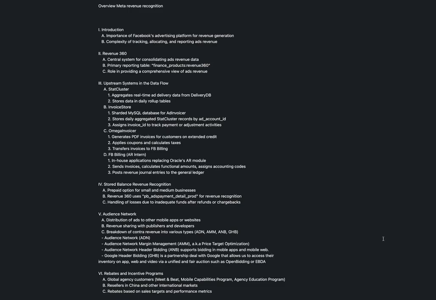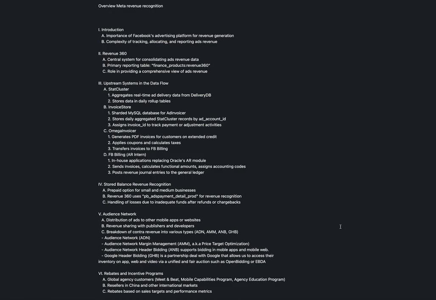So today I'm going to try and give a quick overview of how revenue recognition works at Meta. Now this is a really complex system, so I'm going to try to cover as much of that as I can in 5 minutes. I'll look at why all of this is important and cover a bit of the complexity we have in things like tracking, allocating, and reporting of the revenue.